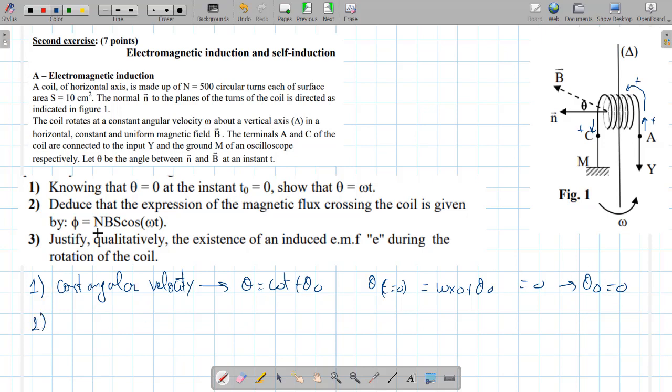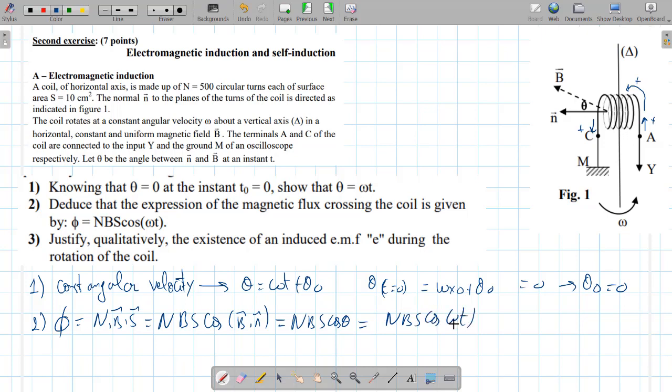2. Deduce that the expression of the magnetic flux crossing the coil is given by flux equal NBS cosine omega T. By definition, flux equal NB dot S equal NBS cosine the angle between B and the normal unit vector. So equal NBS cosine theta. So equal NBS cosine omega T.